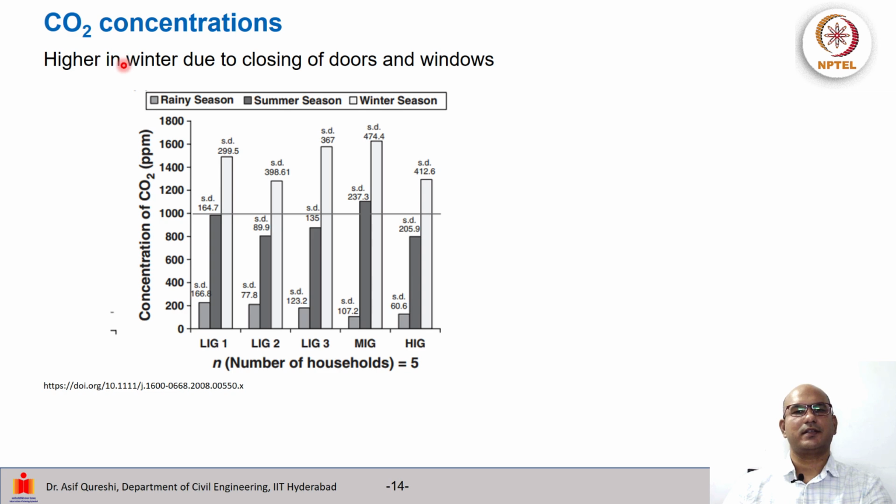For CO2 concentrations, we have houses on the x-axis and concentration of CO2 on the y-axis. Again we see higher concentration during the winter season, followed by concentrations in the summer season, followed by concentrations in the rainy season. So, again winters had the highest concentrations of CO2.